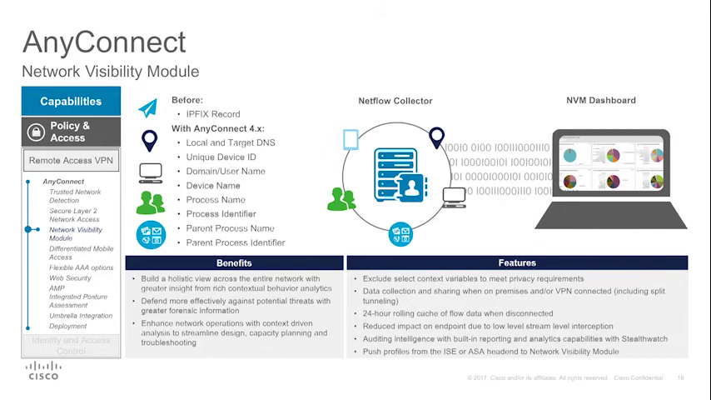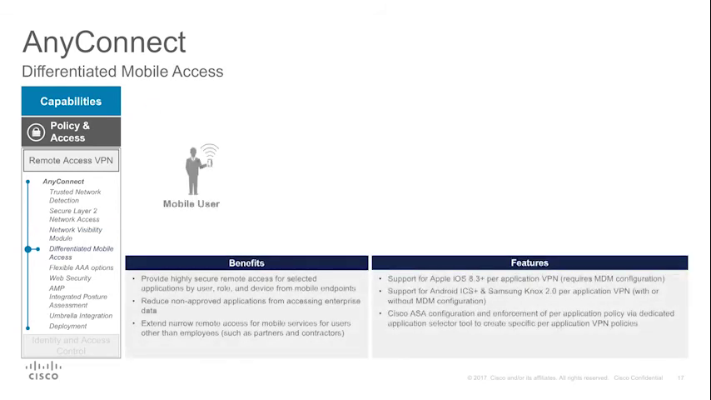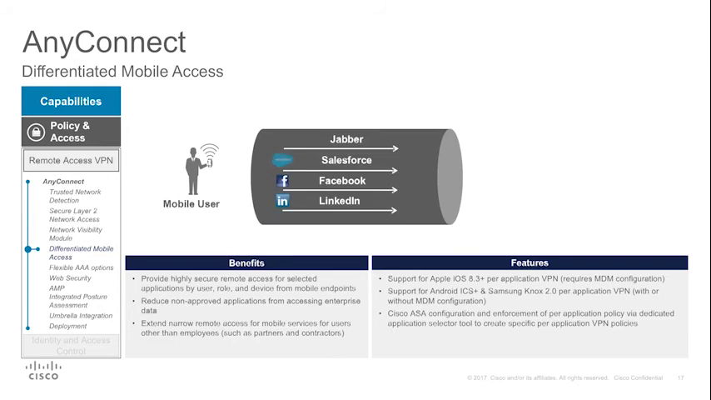In addition to superior control and visibility, AnyConnect also enables differentiated mobile access. AnyConnect provides highly secure access for select enterprise mobile applications through a per-app VPN, eliminating non-approved applications from accessing and potentially compromising company networks and data. It delivers more granular control by helping to ensure that data transmitted by approved applications travels through the VPN and that other applications, such as Facebook, do not.